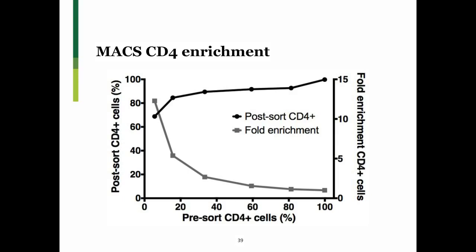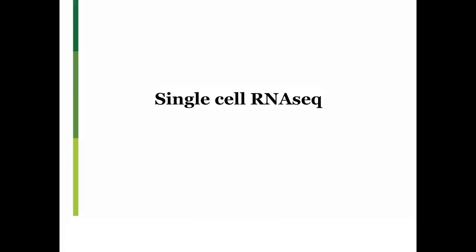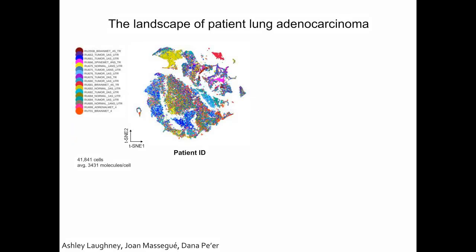I also just want to show a couple of slides of unpublished data for some of the single-cell RNA-seq that we've been doing. If you want to do single-cell RNA-seq, it helps to get your cells into a nice single-cell suspension. So we've been collaborating. This is data from Ashley Lofney from Joan Massagué's lab, and the sequencing and data analysis is done in collaboration with Dana Pe'er. And this is showing a collection of more than 40,000 cells from a number of patients that we've been sequencing.